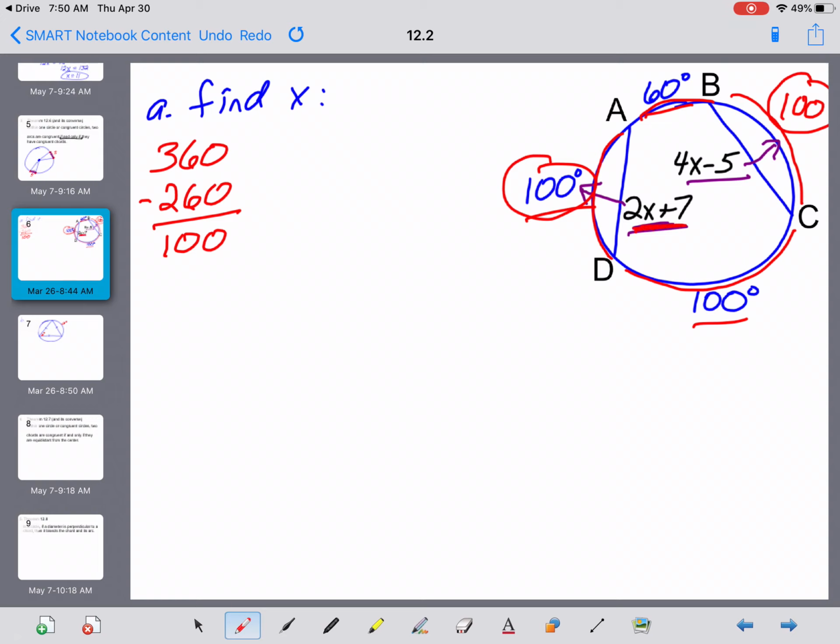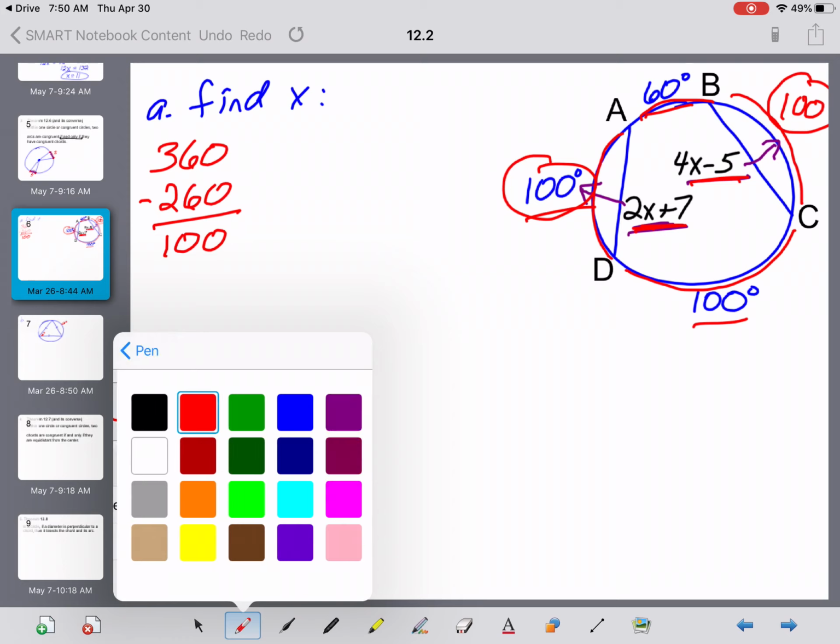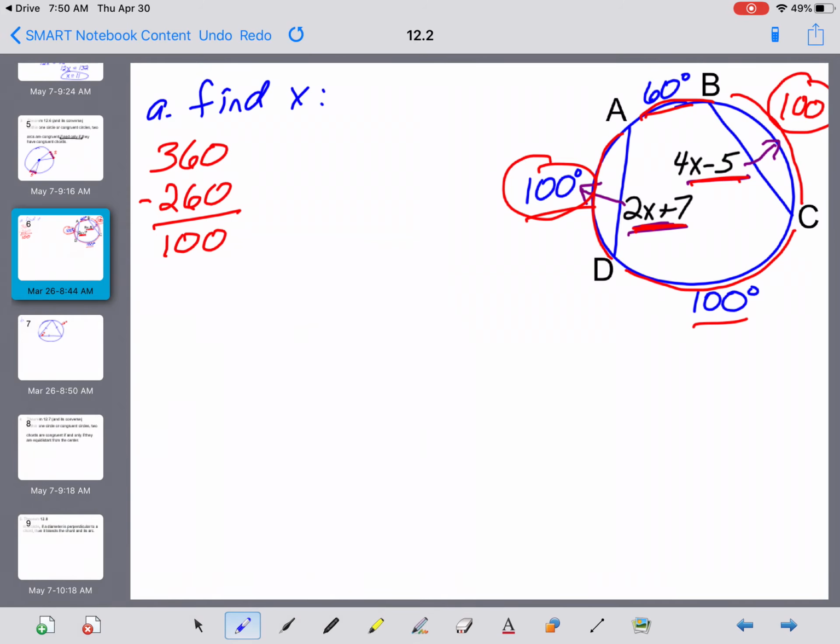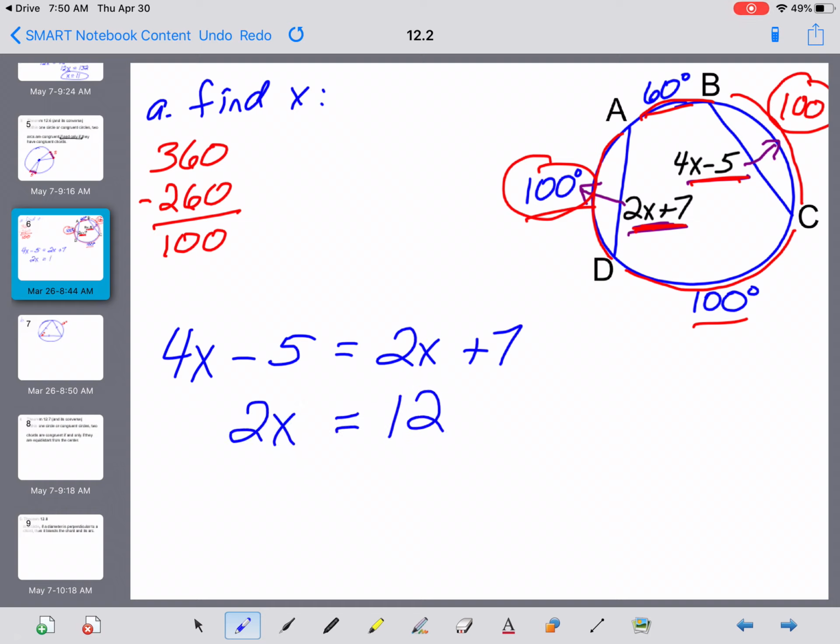Theorem 12.5, which we just learned, then tells us that the 2 chords, 2x plus 7 and 4x minus 5, have to be congruent to each other as well. So I'm going to write that out as 4x minus 5 is equal to 2x plus 7. Subtracting the 2x from both sides, we get a 2x on the left. Adding that 5, we're going to get a 12 here on the right. And dividing by 2, x is equal to 6.